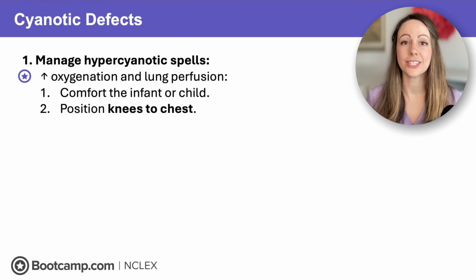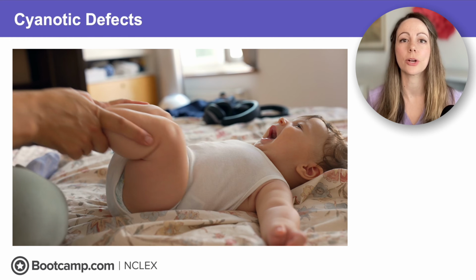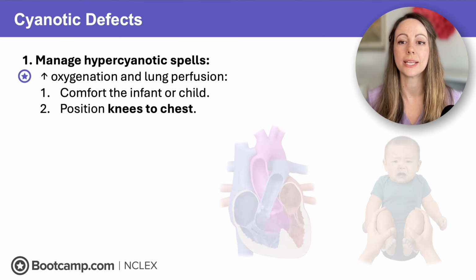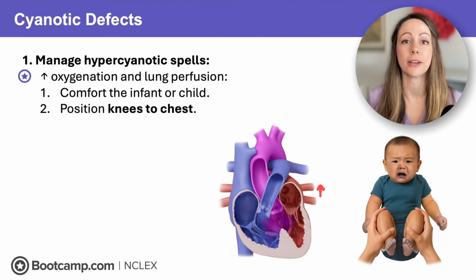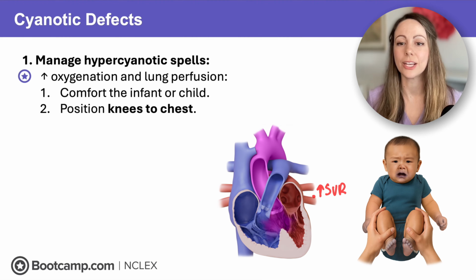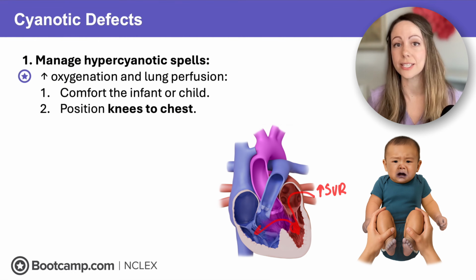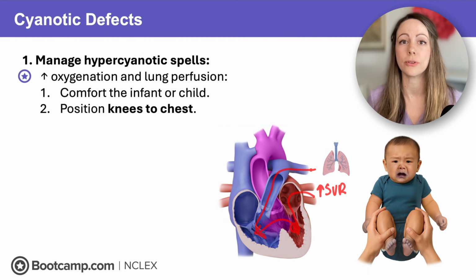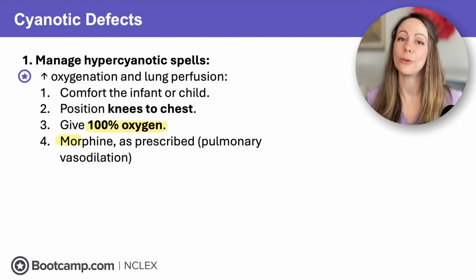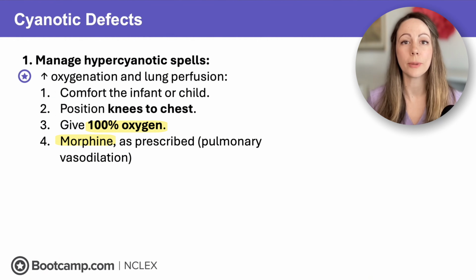So the NCLEX may ask you, how do you position a client during a TET spell? Well, we do it knees to chest. Remember, that increases pressure on the lower extremities, therefore increasing systemic vascular resistance. That increases pressure on the left side of the heart and causes shunting back to the right side of the heart and up through the lungs to be oxygenated. Then we give 100% oxygen and morphine as prescribed because those are pulmonary vasodilators that help increase blood flow to the lungs.